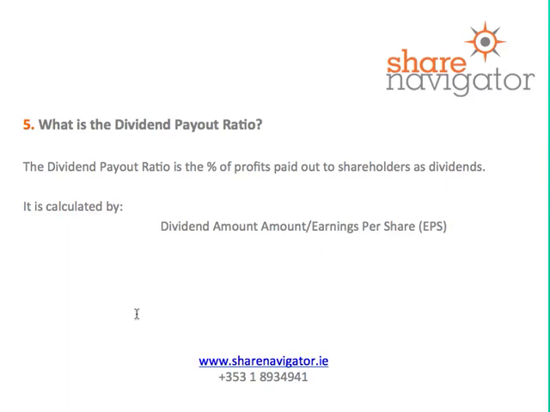So the next thing you need to be aware of is the payout ratio. And the payout ratio is the percentage of profits paid to you by way of dividends. The reason it's important is because if the payout ratio is too high, you're going to have to ask yourself the question, is it sustainable for this company to keep paying you that dividend in the long term? And it's simply calculated by the dividend amount divided by the earnings per share. So that's the dividend payout ratio.